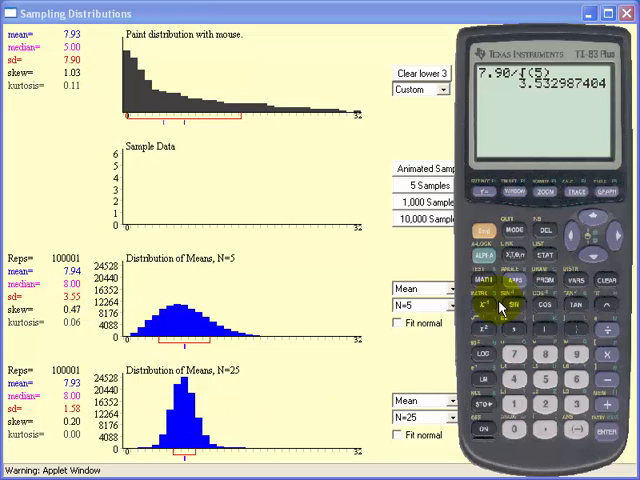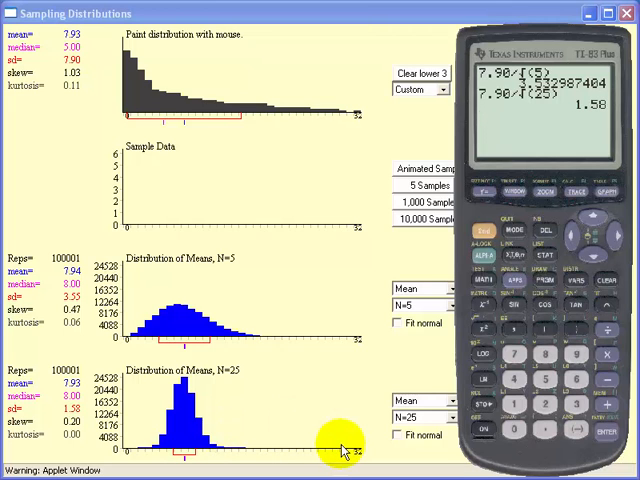Let's try this one down here. Take our population standard deviation, 7.9, and divide by the square root of its sample size, 25. Hit enter. Now, 1.58, is that close to what I was expecting? It sure is.